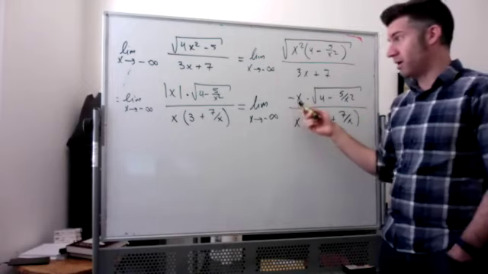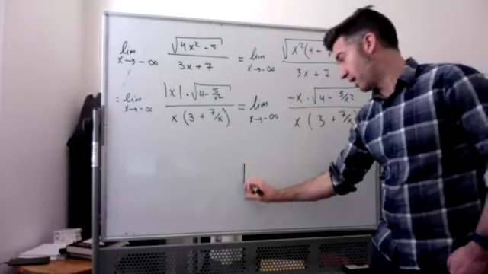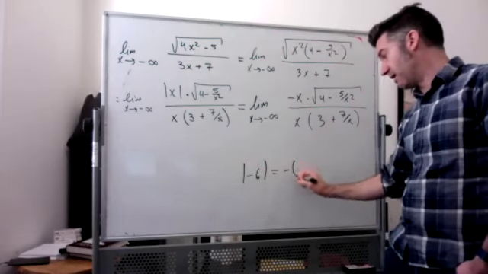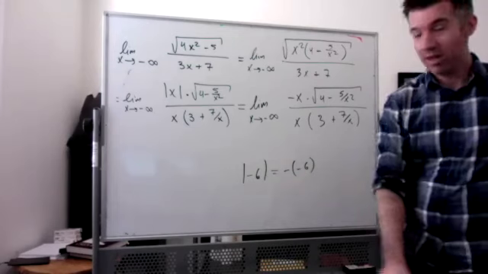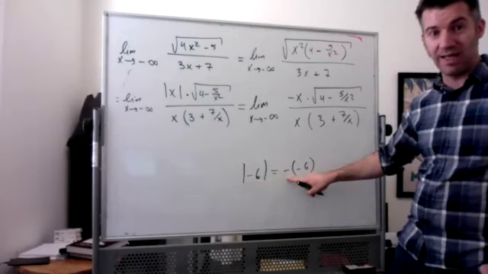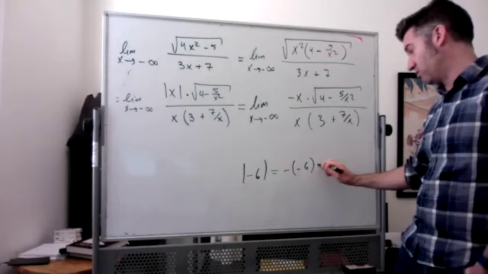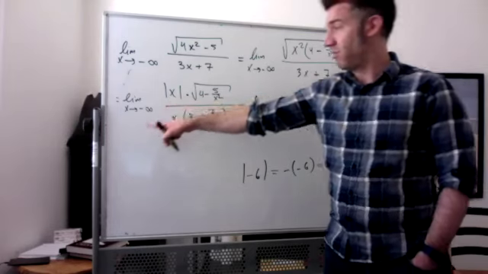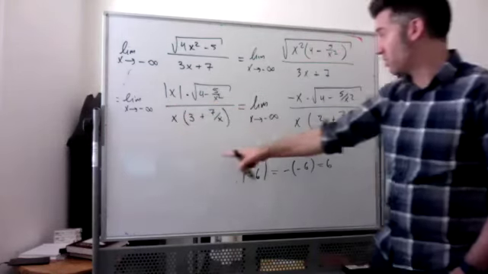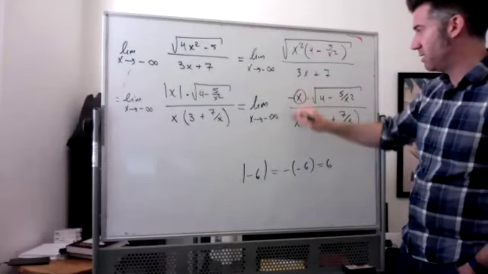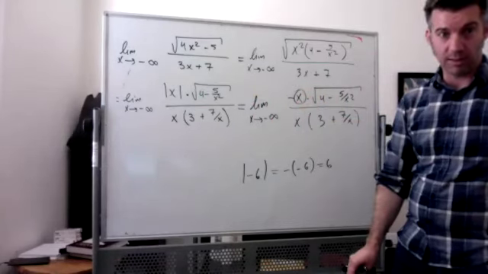The idea here is, what's the absolute value of negative 6? It's negative negative 6. If the insides are negative, the way you take the absolute value is you make it the negative of that negative to turn it into a positive. That's what we're doing here. The insides are negative, right? X is going to minus infinity. So to make the whole thing positive, we take the negative of that negative number. Okay.